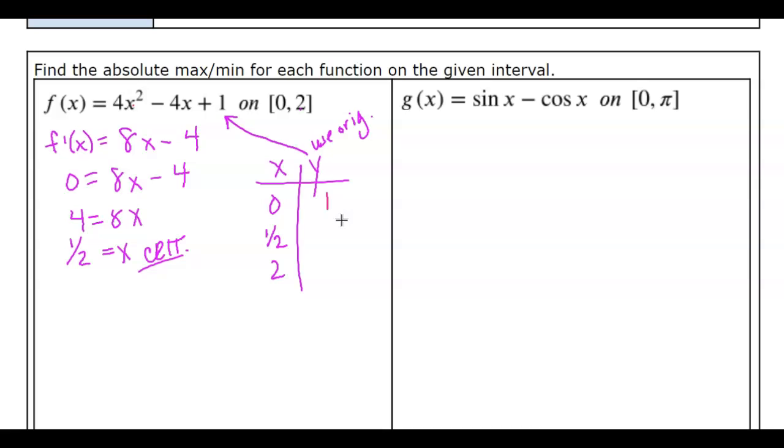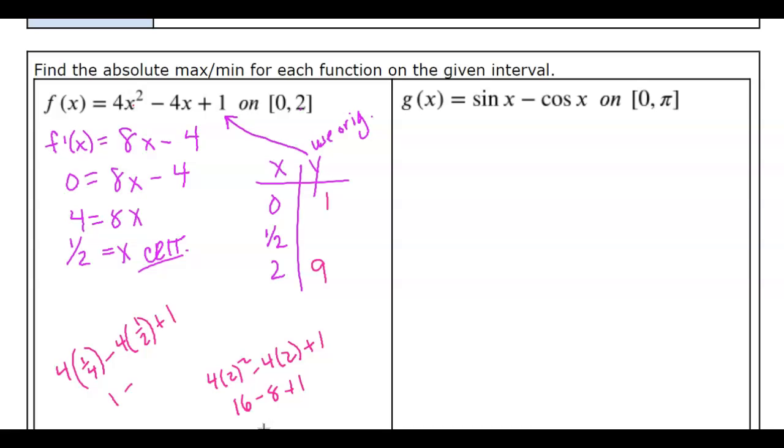If we plug in 2, I always skip, I know. So 4 times 2 squared minus 4 times 2 plus 1. So 4 times 4 is 16, minus 8 plus 1. So 8 plus 1 is 9. And then 1/2. This will take a little longer. So 4 times 1/2 squared minus 4 times 1/2 plus 1. So 1 minus 2 plus 1. So 2 minus 2 is 0.